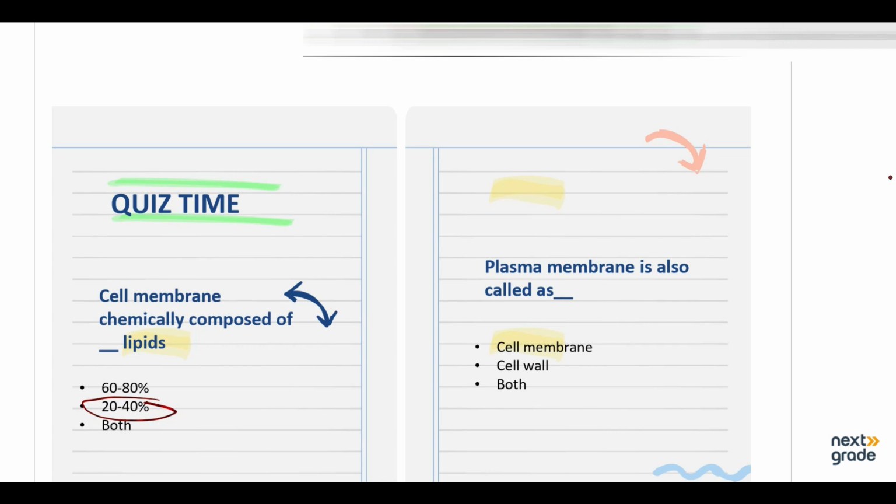Plasma membrane is also called cell membrane, cell wall or both. As we all know that cell wall is only present in the plant. It's not present in the animal, and plasma membrane is called the cell membrane, and here the correct answer is the cell membrane. So this concludes our today's lesson.